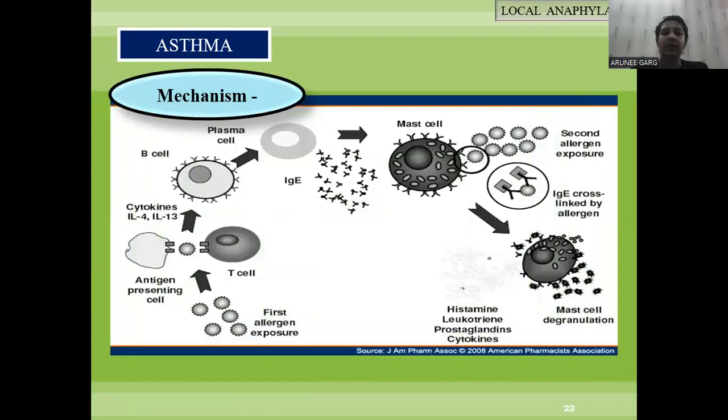The mechanism, again, is the same thing. The first exposure to the allergen leads to the stimulation of plasma cells to produce IgE antibodies, which attach to the surface receptors on the mast cell, which leads to the release of the granules, and they cause the initial reaction. When the body is exposed again, it causes cross-linking of the IgE antibodies, and the mast cell degranulation releases histamines, leukotrienes, prostaglandins, and cytokines.